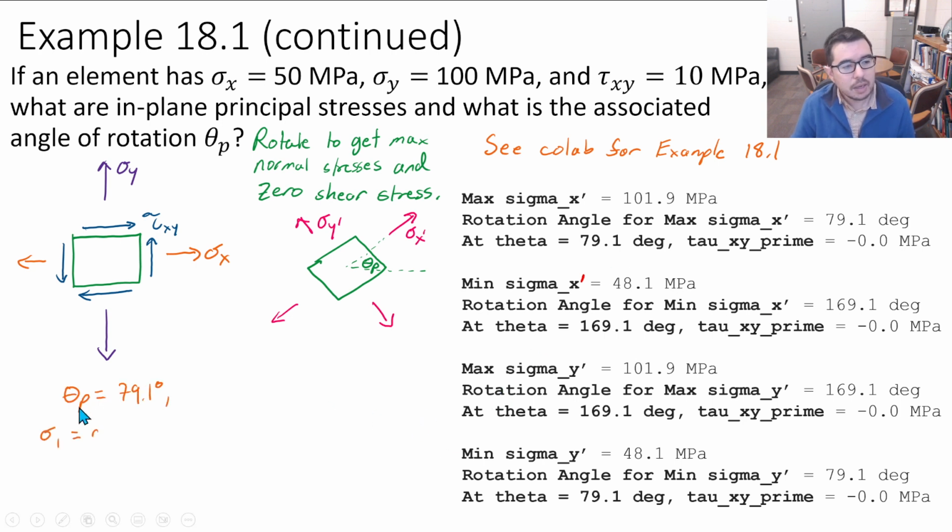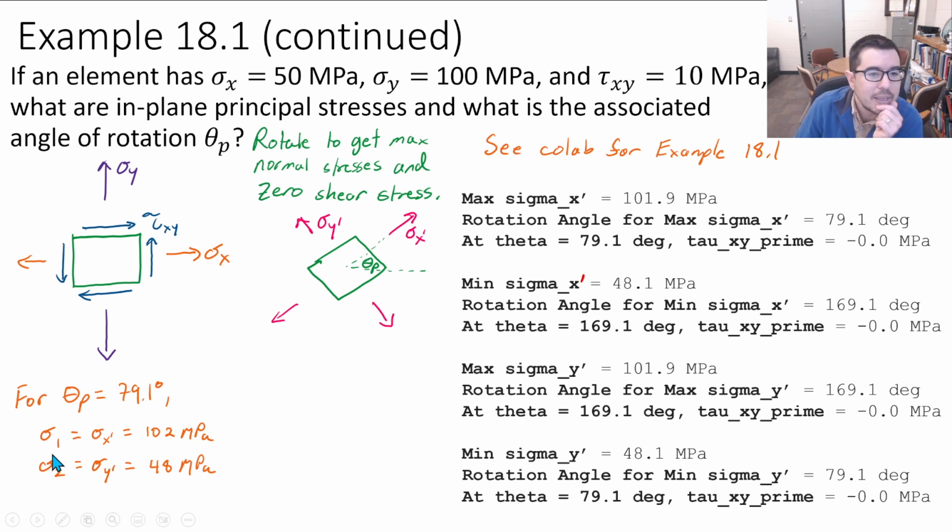So we get theta p is equal to 79.1 degrees, or at least one of them. And this means that we have a sigma 1, which we maybe draw in that direction, equal to sigma x prime, which was 102 megapascals. And a sigma 2 that's equal to 48 megapascals.